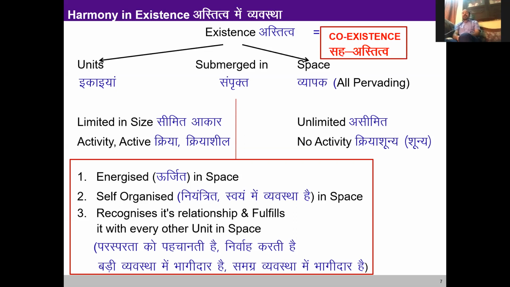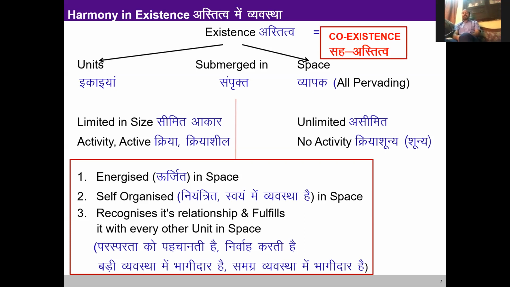In the units, the activity of recognizing and fulfilling takes place, whereas the space is transparent. That is why all kinds of activities can take place easily in this space. So these are the five points to be kept in mind separately about the units and the space.